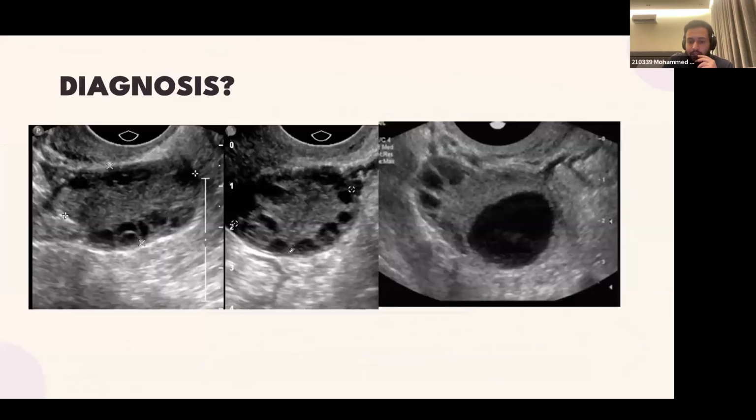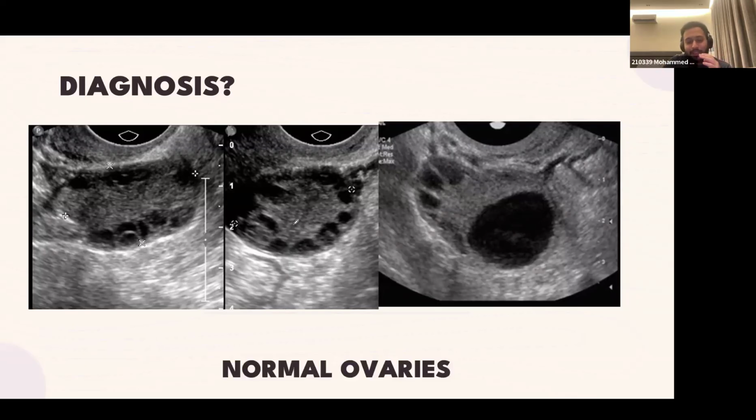Okay, so now we go to this. You start talking about the ovaries. What does this patient have? Normal ovaries. Good. These are normal ovaries. Okay, I didn't give you a scenario of the next disease.